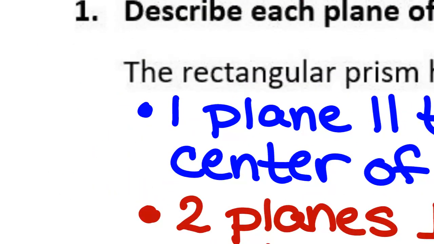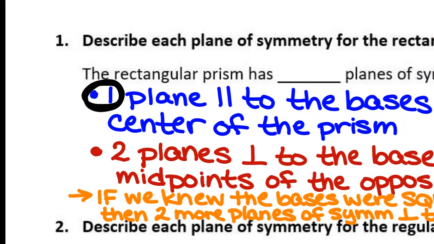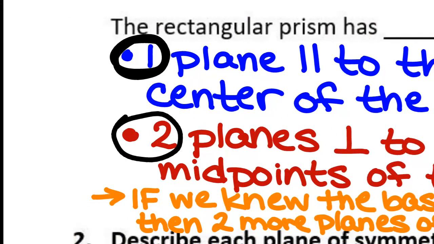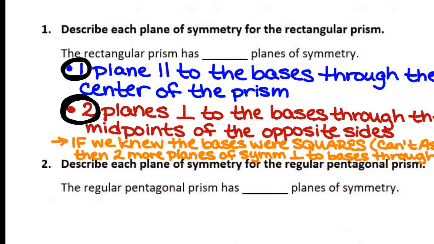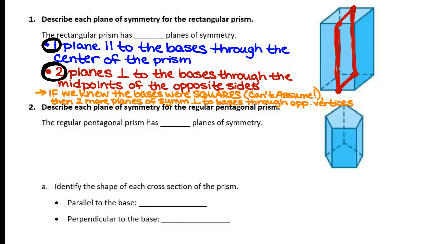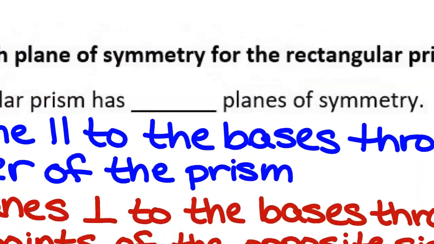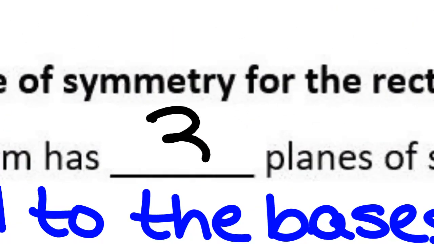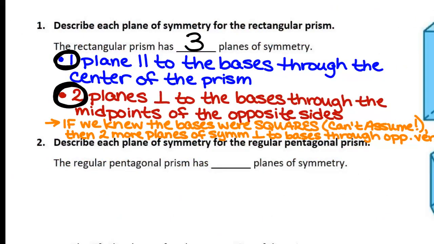If I want a total number of planes, we have one that is parallel to the bases, and we have these two that are perpendicular to the bases that go through the midpoints of the sides for the top and bottom. So I have a total of 3 planes of symmetry.